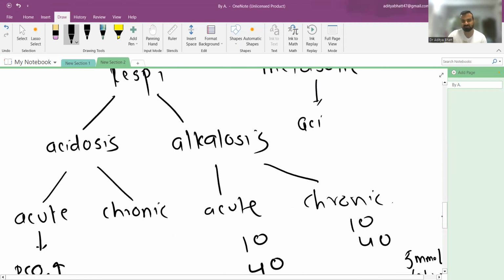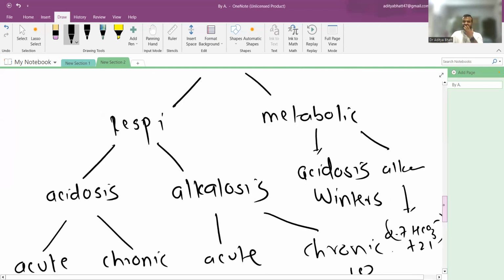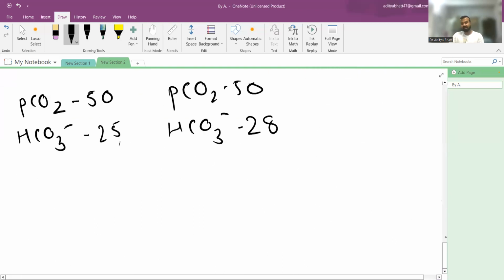In metabolic, it is comparatively easier. In acidosis, we use a formula known as Winter's formula. And in alkalosis, the expected PCO2 is 0.7 into bicarbonate plus 21. That is the formula for metabolic alkalosis. In detail, I have explained it in the lecture on my app, so you can check it out. And in metabolic acidosis, we can further divide it into high anion gap and normal anion gap, which is not applicable for any of the other types of metabolic abnormality.